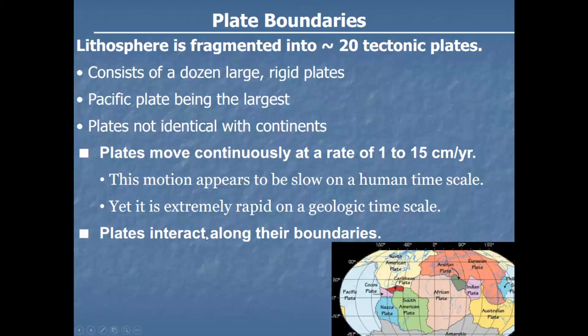Now, in order to understand the dynamic of the Earth as a continent, you need to understand the fact that the lithosphere itself that makes up the Earth is fragmented. The lithosphere is fragmented into some 20 tectonic plates. And those 20 tectonic plates consist of some dozen large rigid plates, of which the Pacific plate is the largest of all.